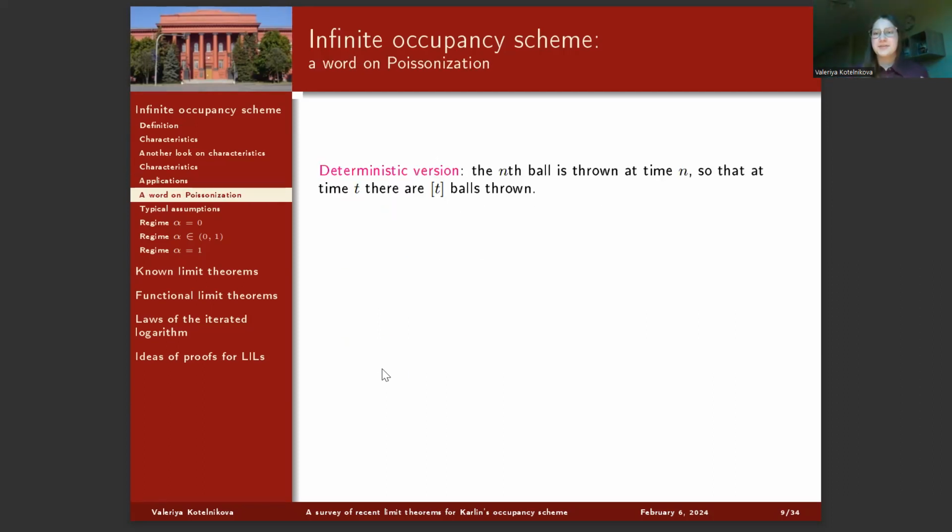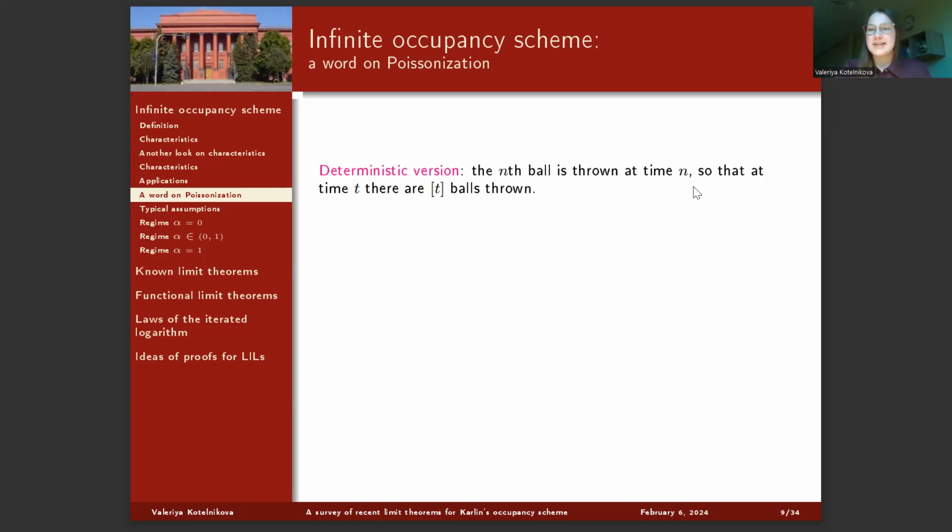This version, which we were discussing, is called the deterministic version. And to highlight it, the most important thing we need to remember is that the nth ball is thrown at time n. So if we count time continuously, at time t, we will have the integer part of t balls thrown.